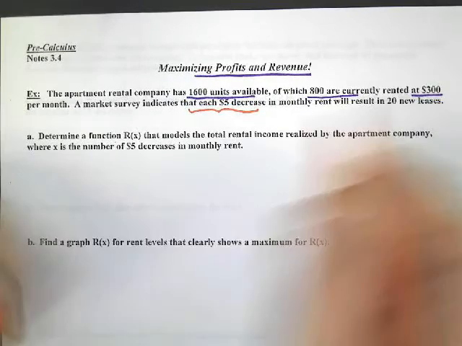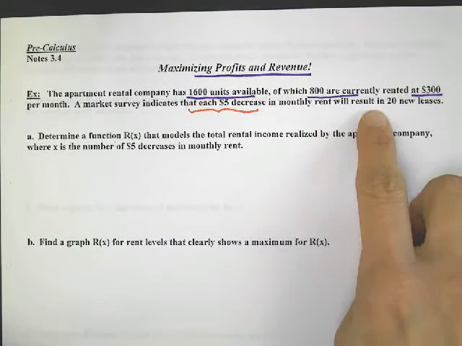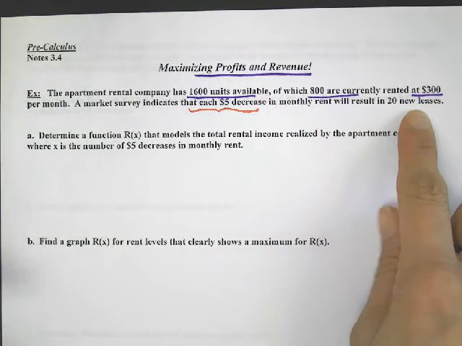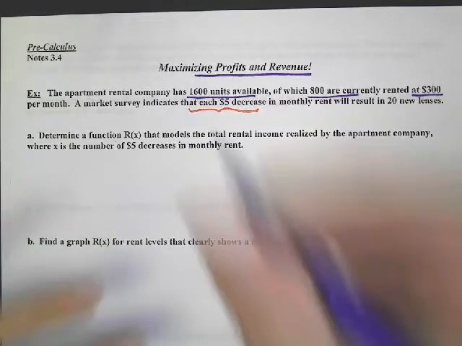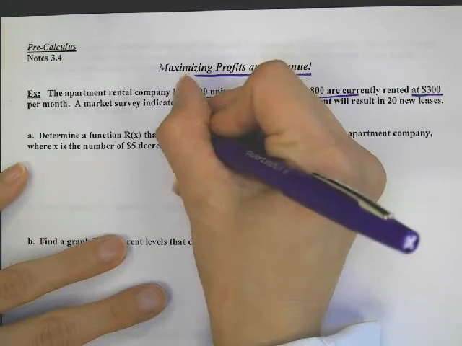if I make it a little bit cheaper, then 20 new leases will be signed, 20 new apartments will be filled in. So you want to try to figure out how cheap should I make it so I get more money, but not so cheap that I'm not making any money. Okay? So this is how R of X is going to work.